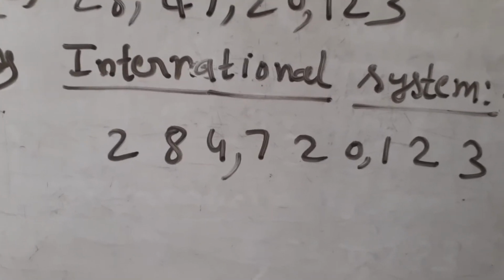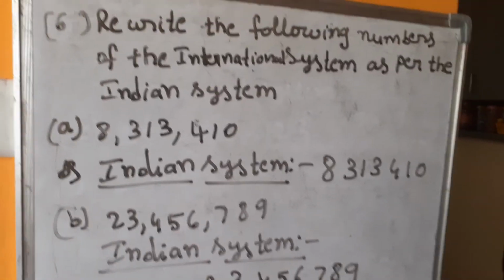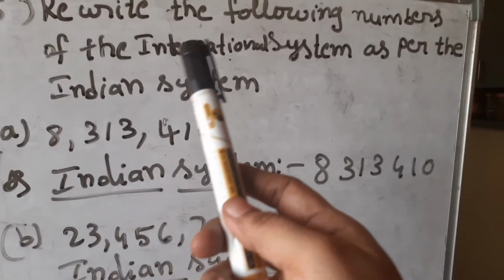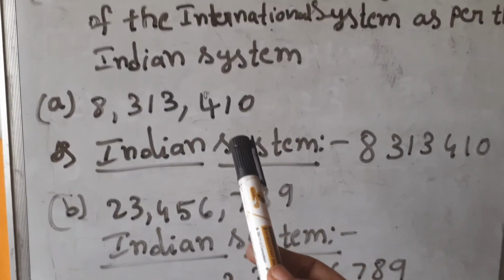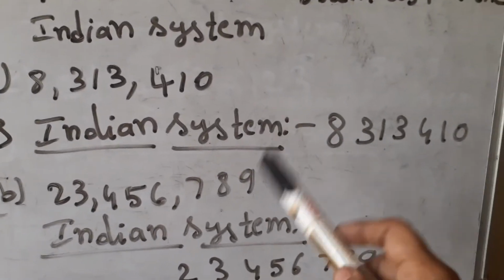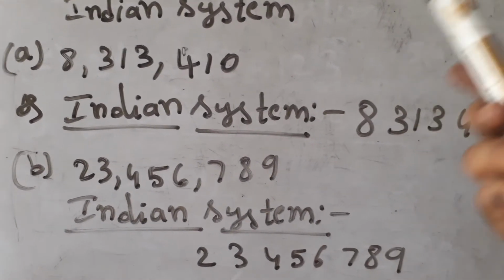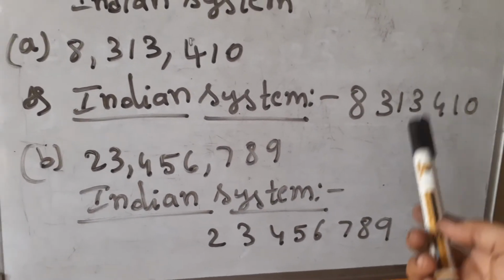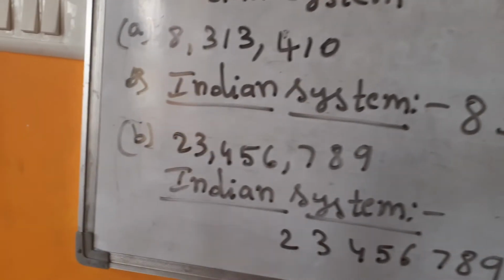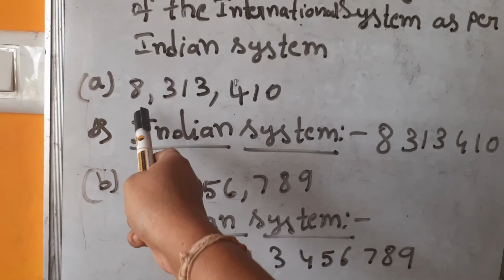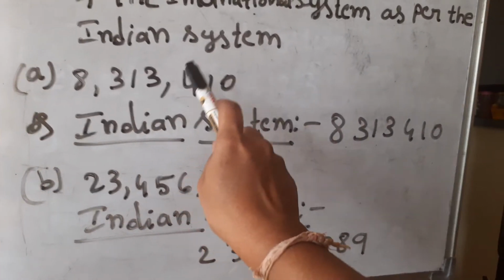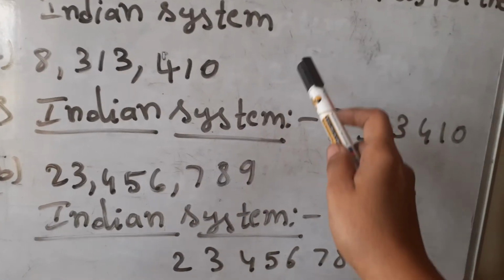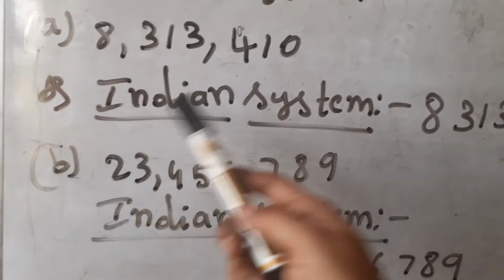Those problems you can do as homework. Next, 6th main: rewrite the following numbers of the international system as per the Indian system. In this problem they are giving the international number system. We should make the Indian system. First, A question: 8,313,410. This is the international system, so we should convert to the Indian number system.